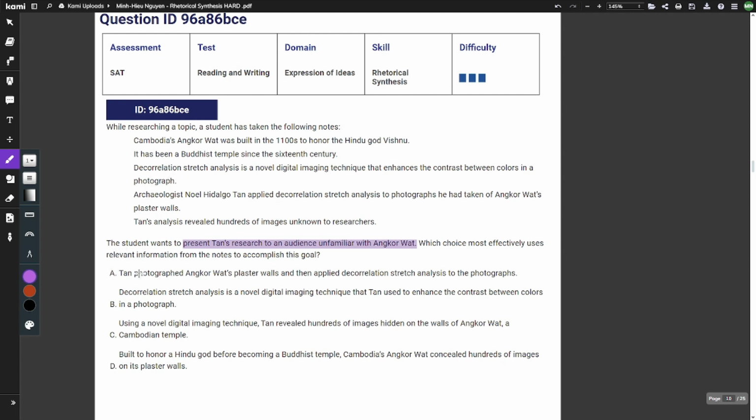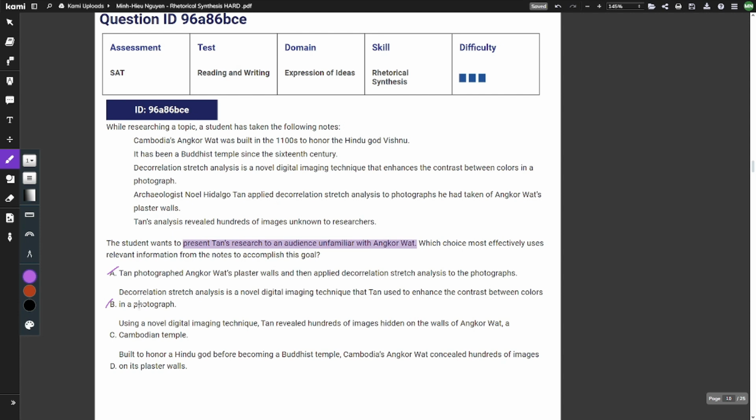Anyways, A. Tan photographed Angkor Wat's plaster walls and then applied decorrelation stretch analysis to the photographs. Cool. I mean, it's talking about what his research was about, but it doesn't explain what the Angkor Wat is. So A is not the answer. B. Decorrelation stretch analysis is a novel digital imaging technique that Tan used to enhance the contrast between colors in a photograph. Cool. So instead of explaining what the Angkor Wat is, it's explaining what his technique was. So it's not B.